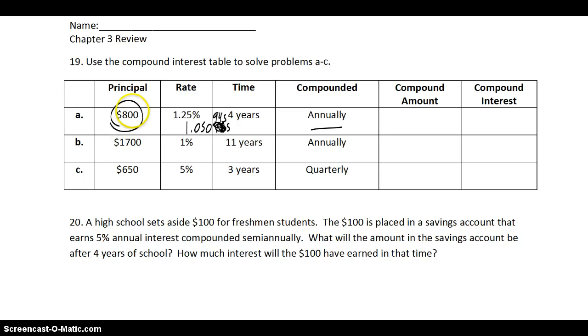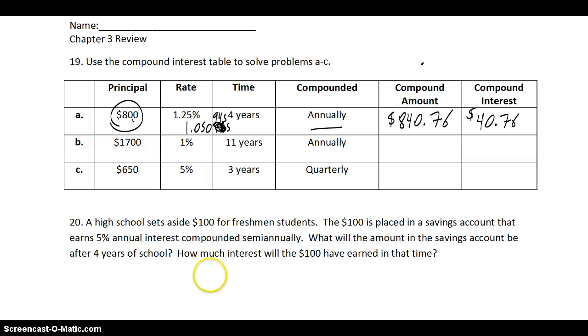You're just literally going to multiply the principal by that number, and it gets you your compound amount, which I believe gives you 840.756. But again, you can't have more than 2 numbers behind the decimal point because we're talking about dollars and cents, right? So we have $840.76. Then it says compound interest. Well, you're just figuring out how much interest you made. So take the compound amount minus the principal. We made $40.76.